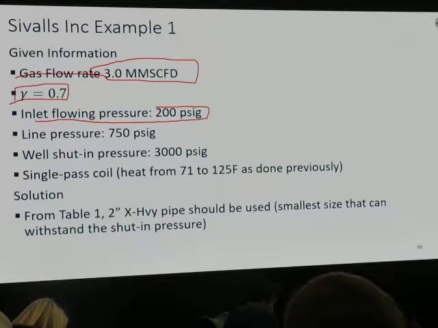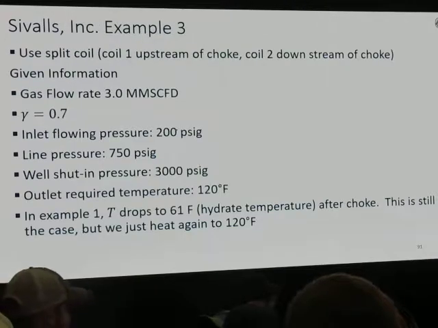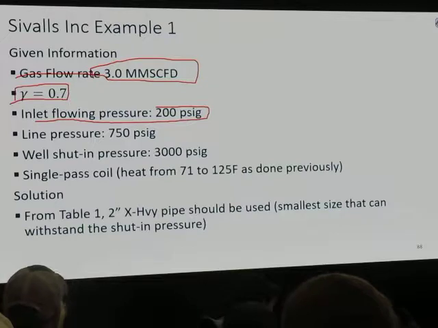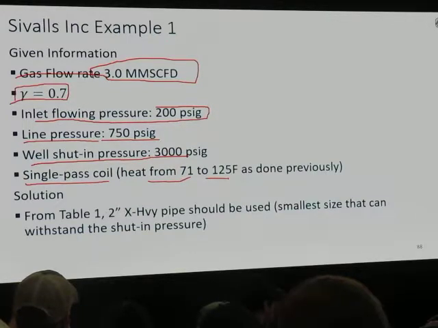Is it 200 psi? Okay. 200 psig. Line pressure 750 psig. Well, shut in pressure 3000 psig. I think that's more like 2000 or something. We check when we go to the solution. Single pass coil, we select to use a single pass coil that heats from 71 to 125.